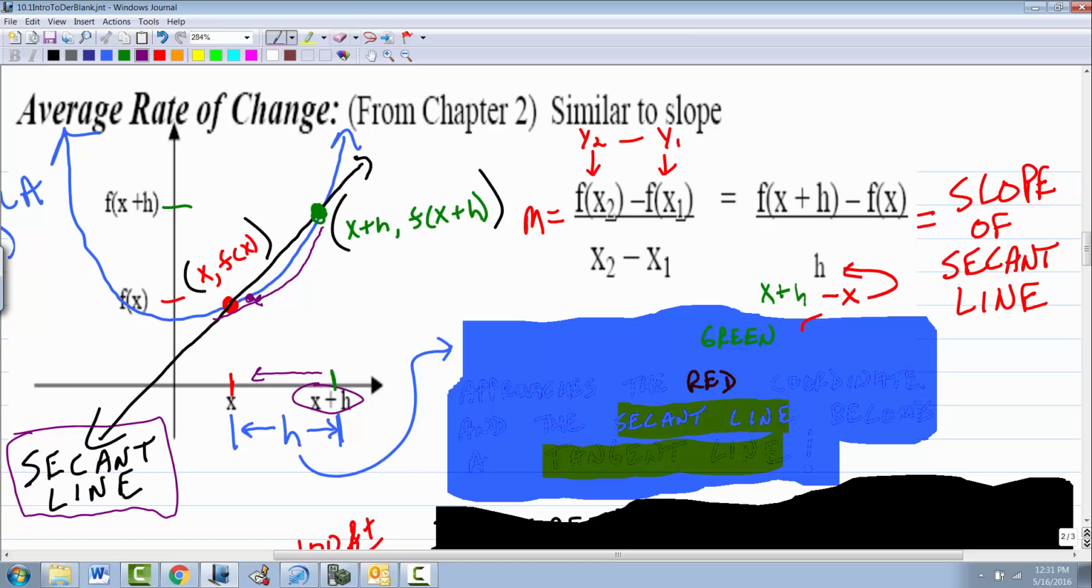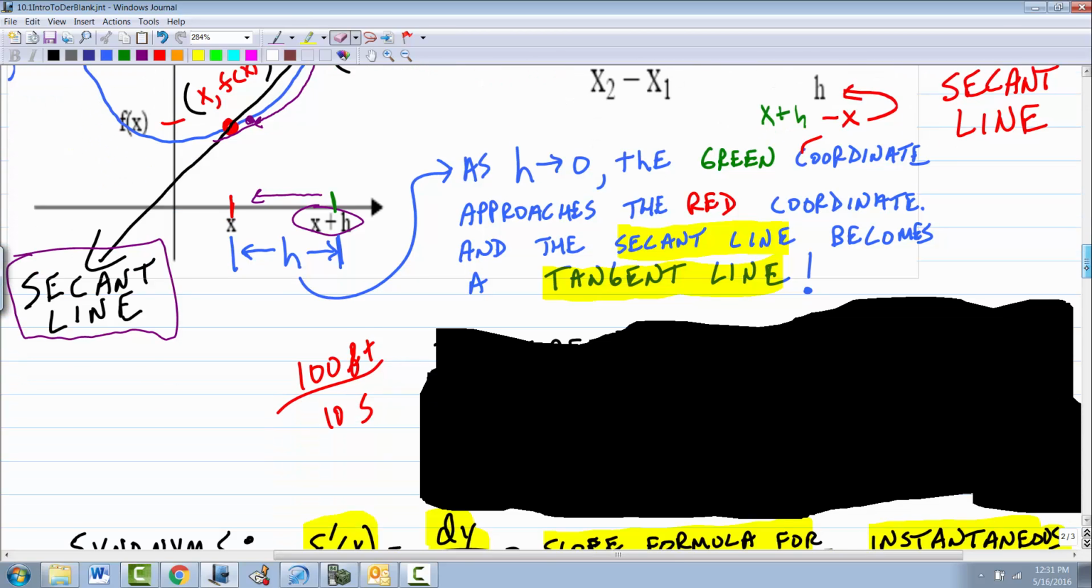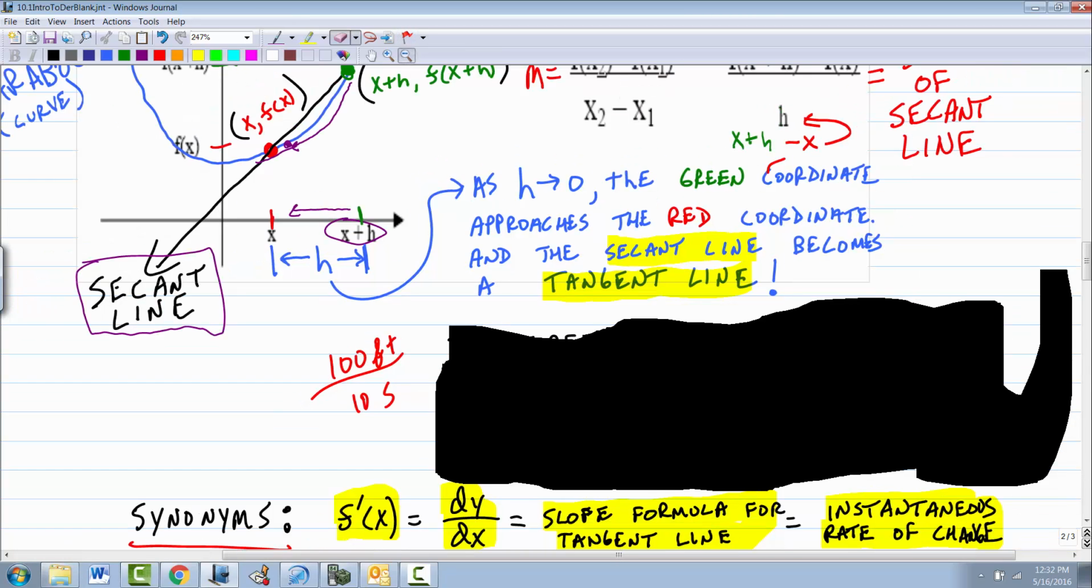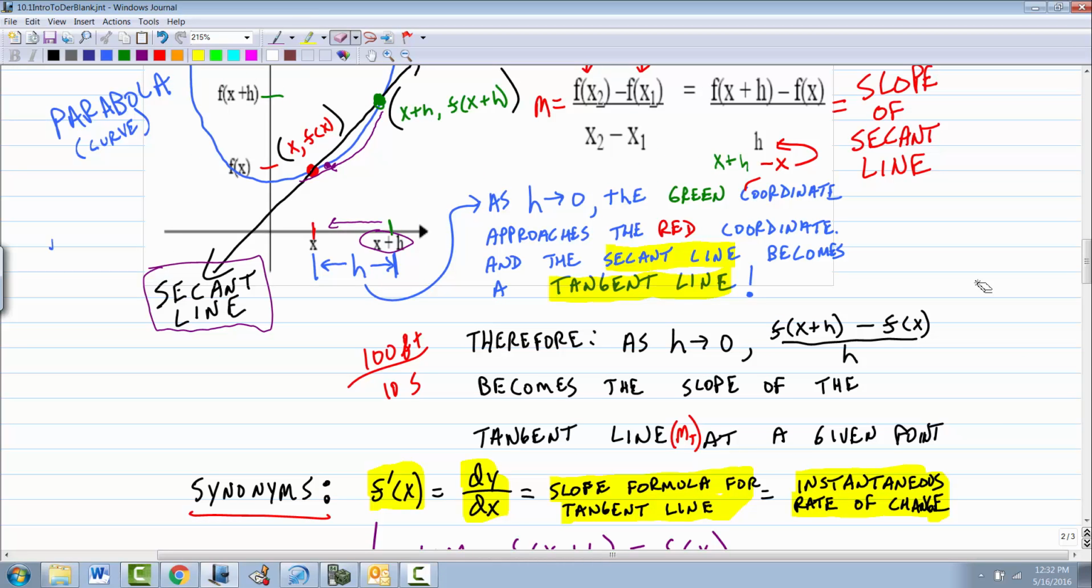Guess how you do that? Through the glory and power of limits. So as h approaches 0, the green coordinate approaches the red coordinate. And the secant line, therefore, becomes a tangent line. Now, how many tangent lines can I draw through the red coordinate? There's only one. That's what makes it special. And actually, it is going to allow us to find a lot of things, but not today. We're just going to use the formula, but tomorrow we'll tell you what it means.